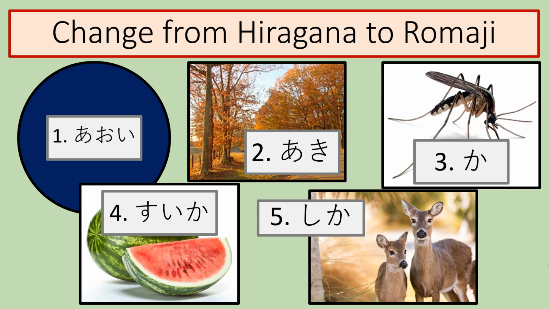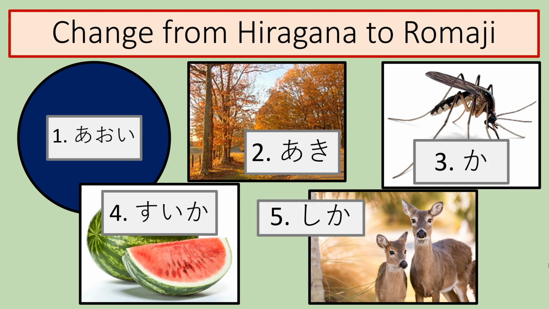So, ichiban. I'm going to sound them out for you. A, O, I. A, O, I. And remember that our E sound is spelled as an I. So give yourself a mark if you got A, O, I. Number 2, Aki.